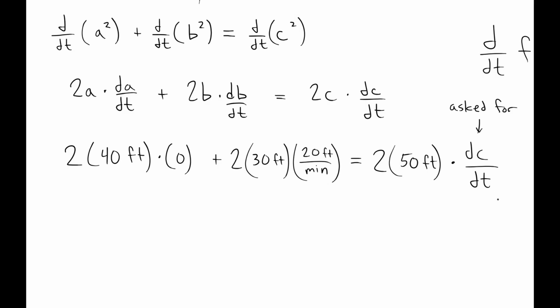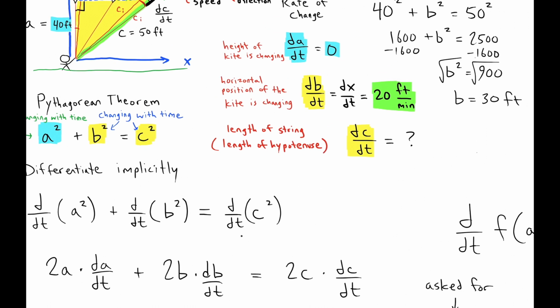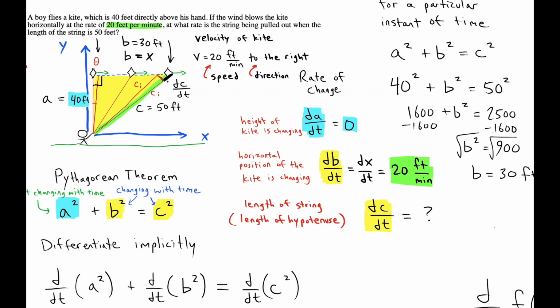All right, let's now solve for dC dt and see what it is. So for my final answer, I get 12 feet per minute. So the rate of change of the hypotenuse and the rate of change of the string length across this diagonal at this point is going to be 12 feet per minute.